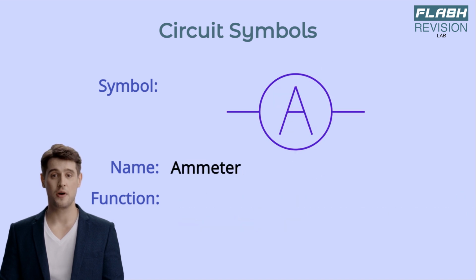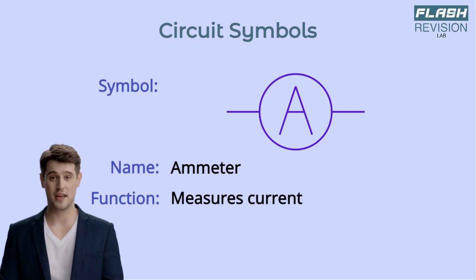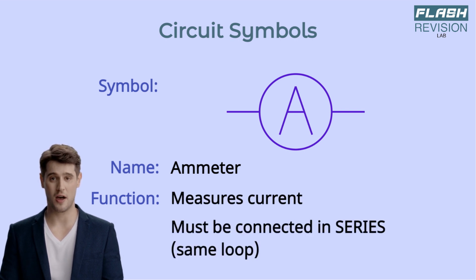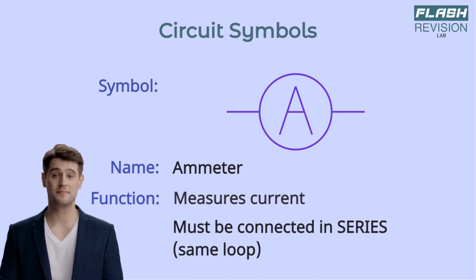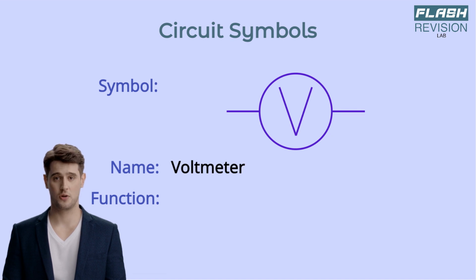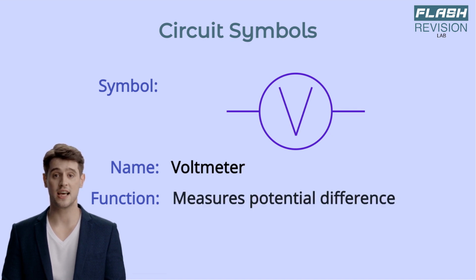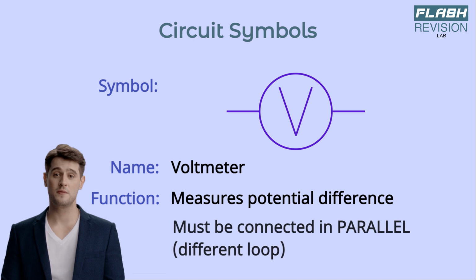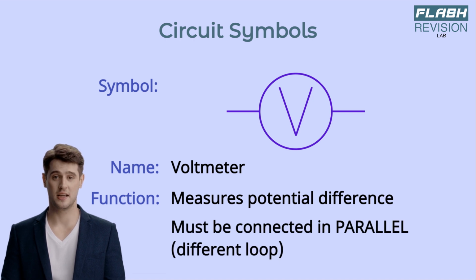An ammeter symbol is a circle with an A in it. It simply measures the current in a circuit, but they only work when connected in series with other components. This means that they need to be connected in the same loop as the other components. A voltmeter symbol, with a V inside, measures the potential difference of an electrical component, but these are connected in parallel with it, so need to be in a different loop.